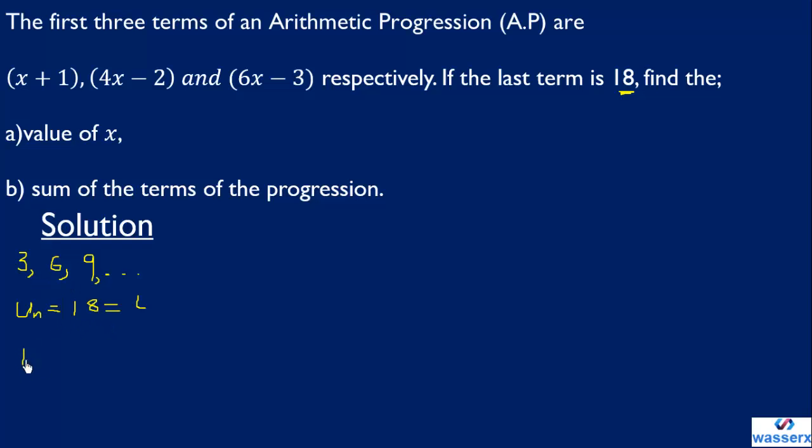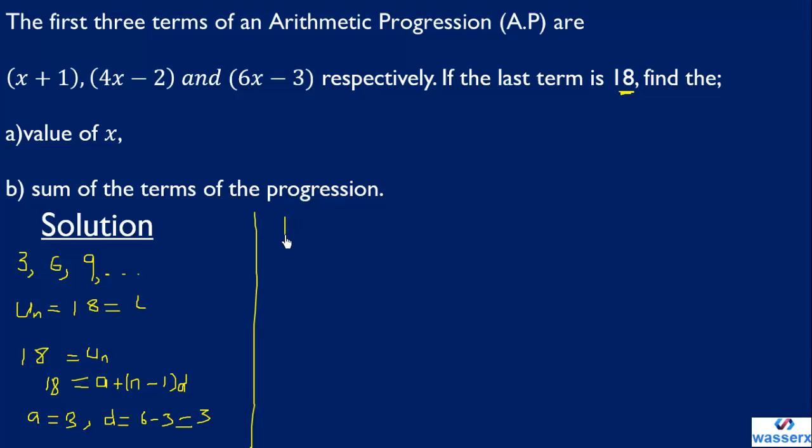Now we can rewrite this as 18 equal u sub n, but we know that u sub n is having the expression a plus n minus 1 times d. So now we find the common difference and the first term, which is 3. The common difference is equal to 6 minus 3, which is also 3. So we substitute these values into the expression to solve for n. So we have 18 equal 3 plus n minus 1 times 3. So we divide through by 3 to obtain 6 equal 1 plus n minus 1. And we simplify to obtain n equals 6. So we have 6 terms in the sequence.